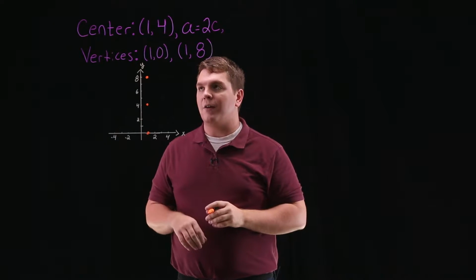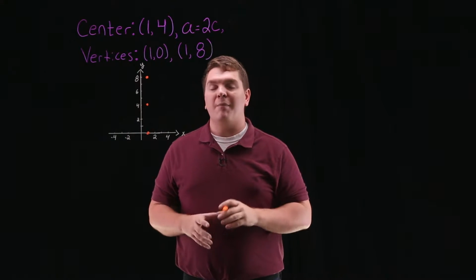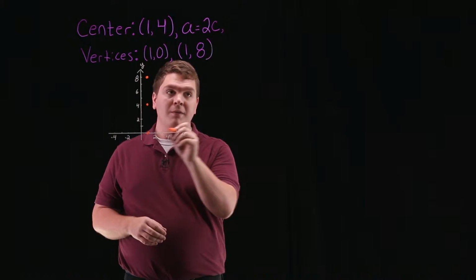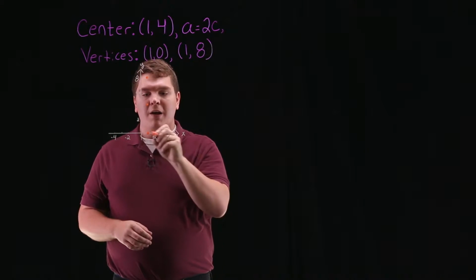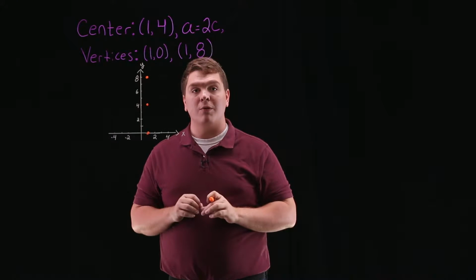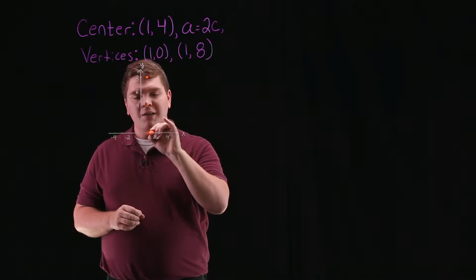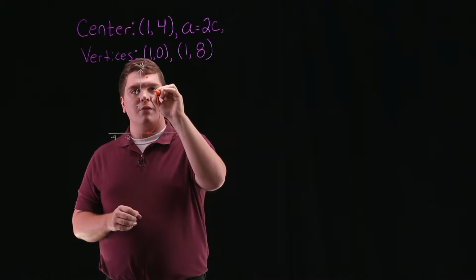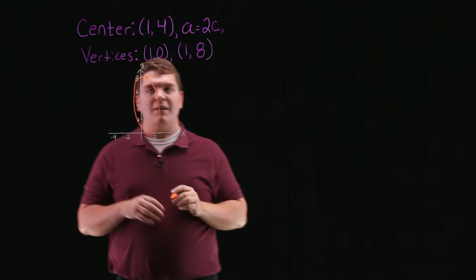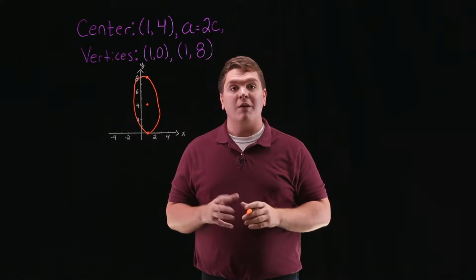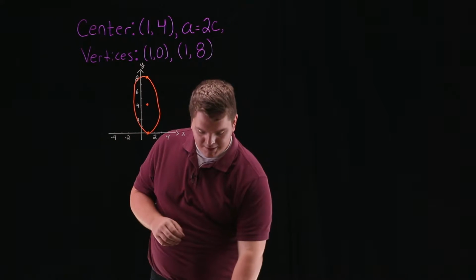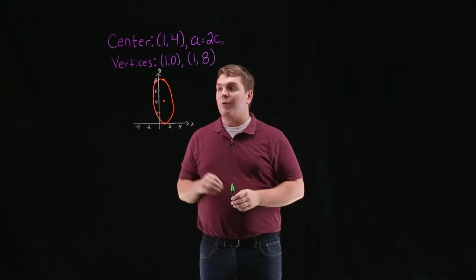Now, something that we want to note is that these vertices happen at the endpoints of our major axis. So what that tells us is that our ellipse can't come way over this way and way over that way. It's going to have to be longer in the vertical direction than it is in the horizontal direction. So we may have something which looks like this. Again, that's just a really rough sketch, just to have an idea of what we're talking about here.